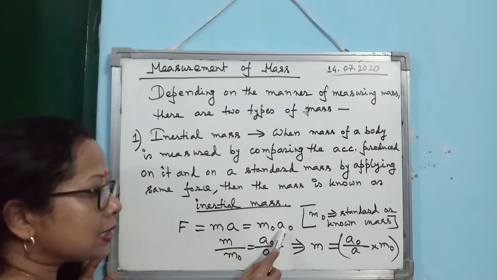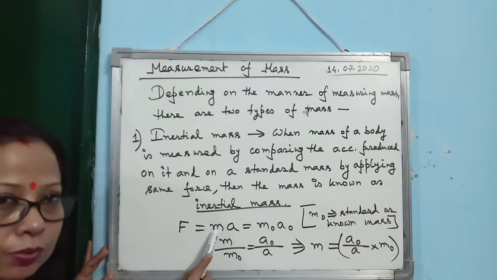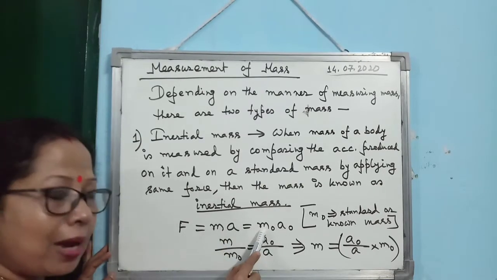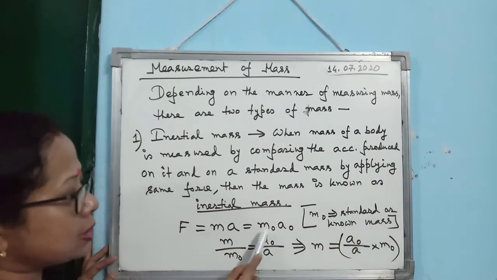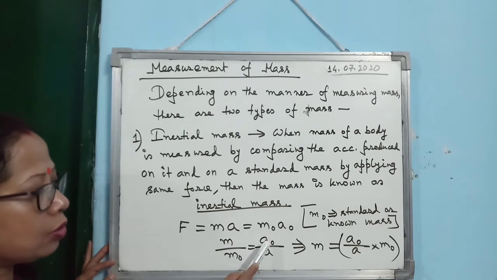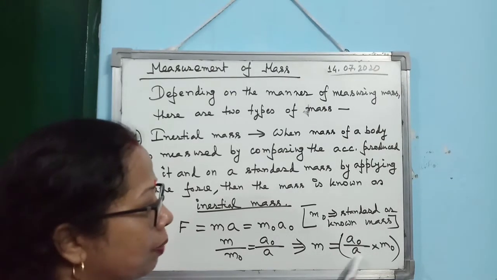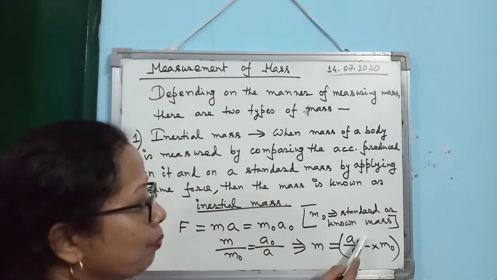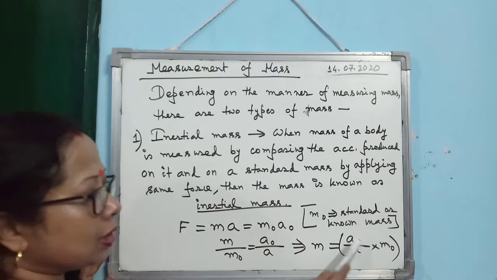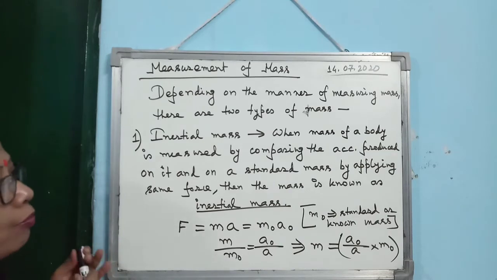So you measure the acceleration produced in it, and you can write that the force acting on the first body, whose mass you want to find, will be m into a, and the force applied on the standard or known mass will be m0 into a0. So according to this relation, you get m by m0 is equal to a0 by a. So what will be the mass of the unknown body? It will be a0 by a into m0. So you see how we are measuring the mass, by comparing the acceleration produced in the body and in the standard mass by applying the same force.